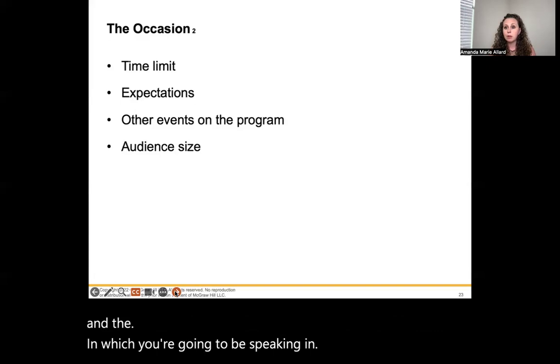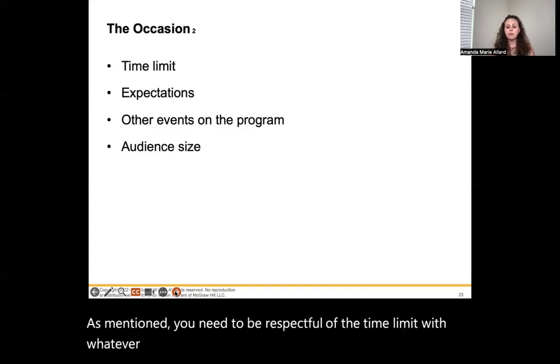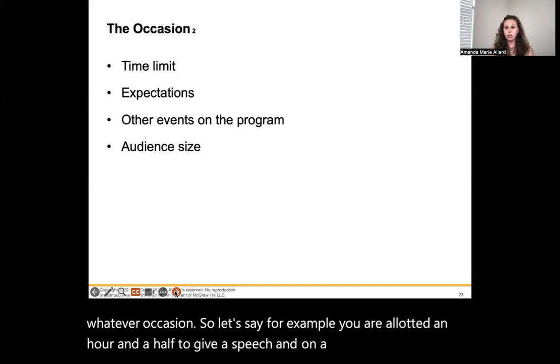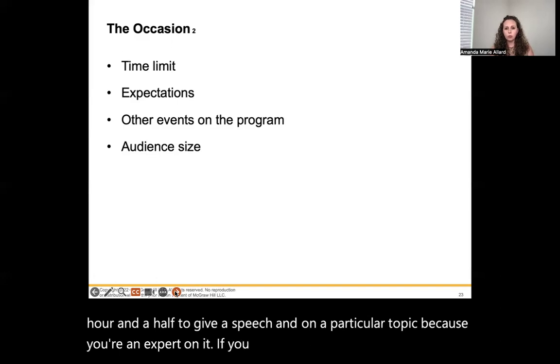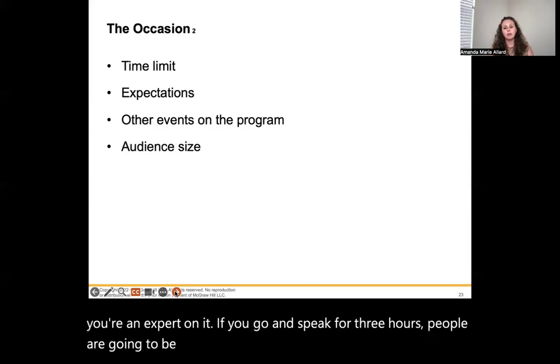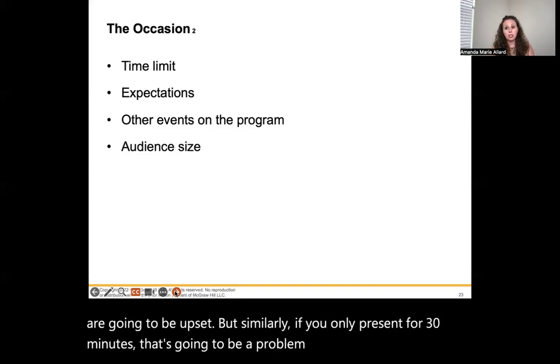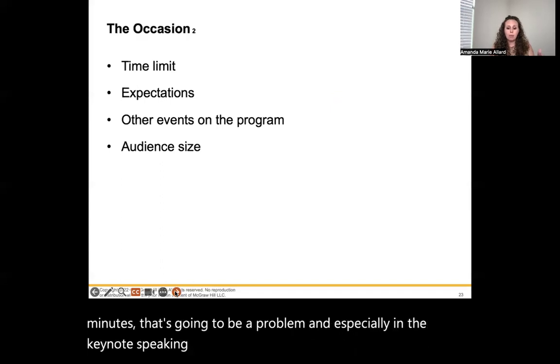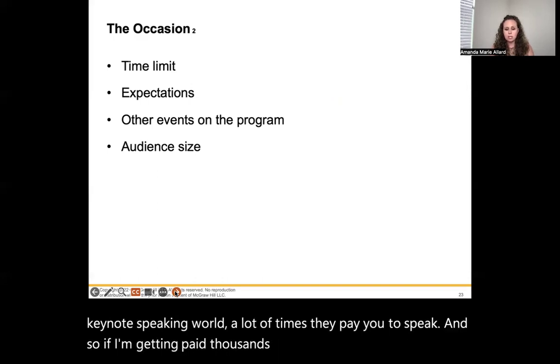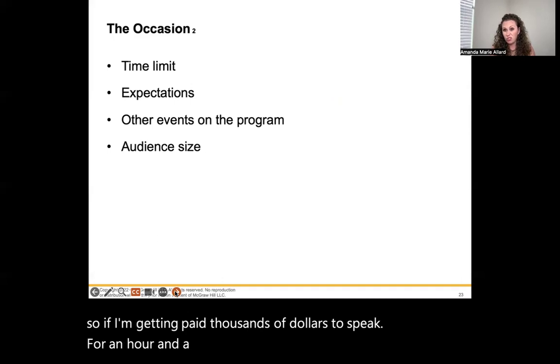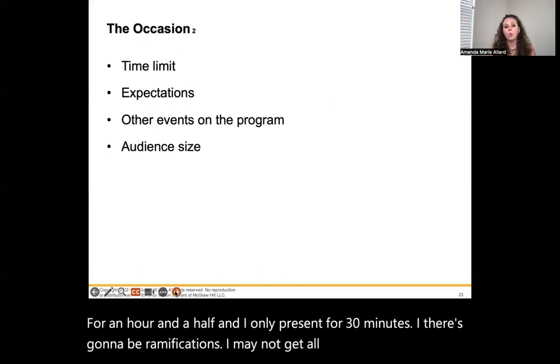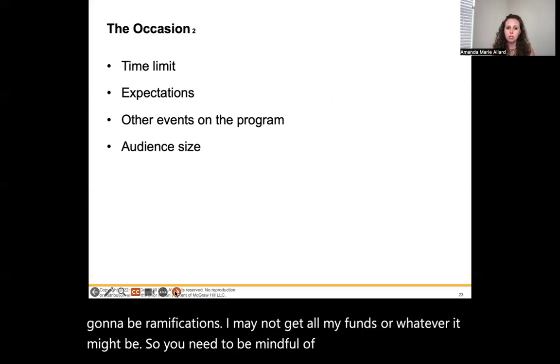As mentioned, you need to be respectful of the time limit with whatever occasion. So let's say, for example, you are allotted an hour and a half to give a speech on a particular topic because you're an expert on it. If you speak for 3 hours, people are going to be upset. But similarly, if you only present for 30 minutes, that's going to be a problem. Especially in the keynote speaking world, a lot of times they pay you to speak. If I'm getting paid thousands of dollars to speak for an hour and a half, and I only present for 30 minutes, there's going to be ramifications. I may not get all my funds or whatever it might be. So you need to be mindful of the time limit associated with the occasion.